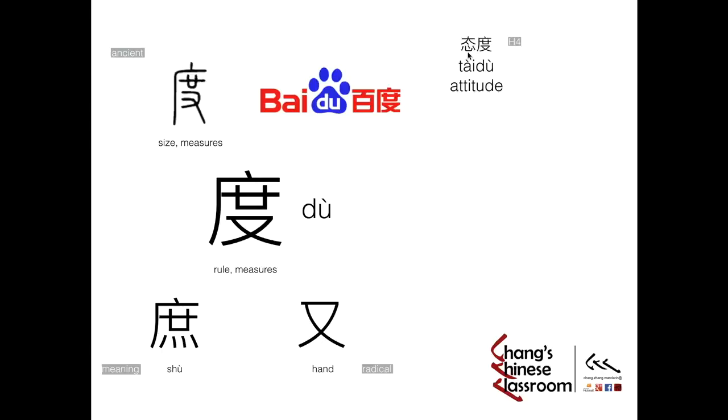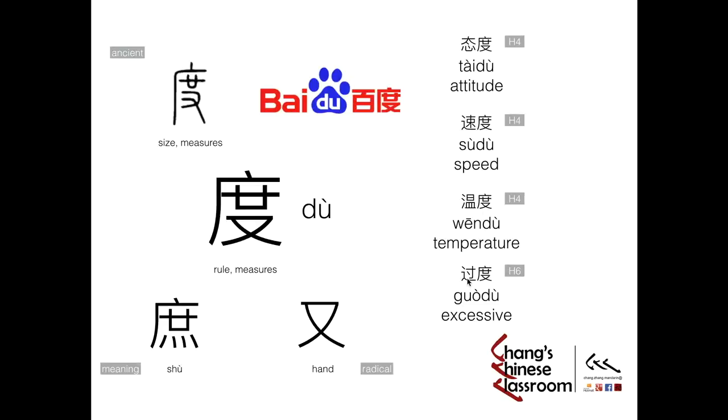And 态 here means the gesture. So the degree of your gesture, that means your attitude. And 速 means fast, and 度 means the degree. So the degree of your fast, that means the speed. And 温 means warm. So here the degree of the warm, that's the temperature. And 过 means to pass or over. You go over the degree, that means excessive.